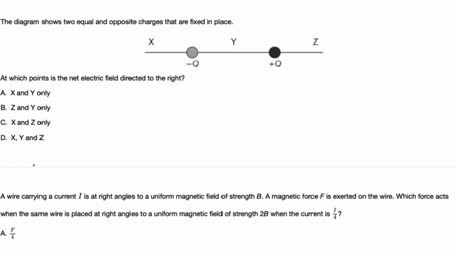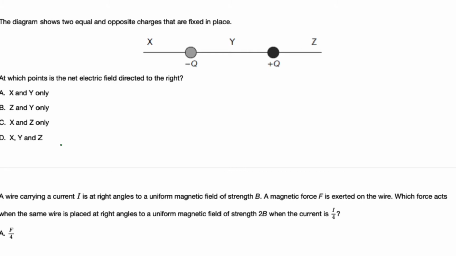The diagram shows two equal and opposite charges that are fixed in place. At what point is the electric field directed to the right? So X and Y, so let's just pick a point here. For the negative charge, the electric field radiates inward, so it's going to be pointing in this direction. For the positive charge, it radiates outward, so it's going to be pointing in this direction. E minus, E plus. Let me change the color for the positive charge.